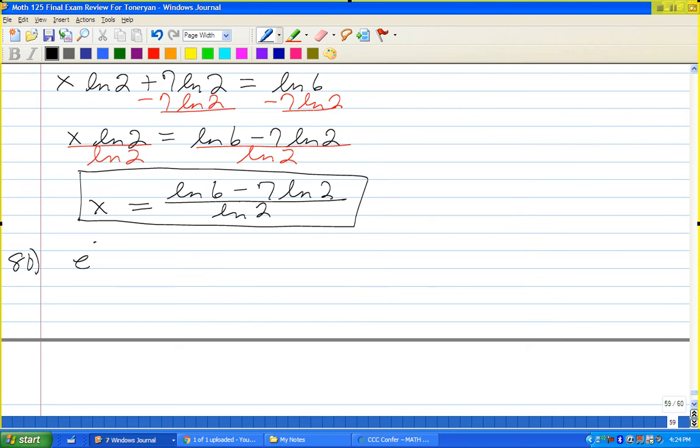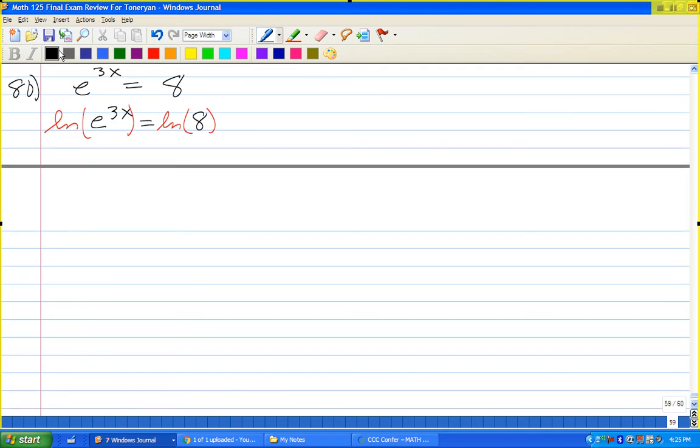e to the 3x is equal to 8. So let me solve this equation. Let me take ln of both sides of my equation, since the logarithmic function is injective, one to one. ln e to any exponent is just that exponent, since ln and the exponential function base e are inverse functions of each other. And so ln e to the 3x is just 3x.